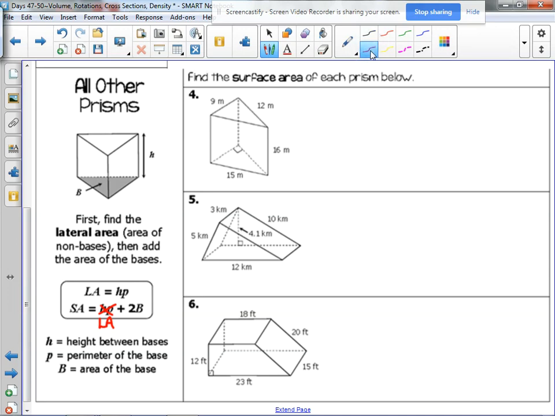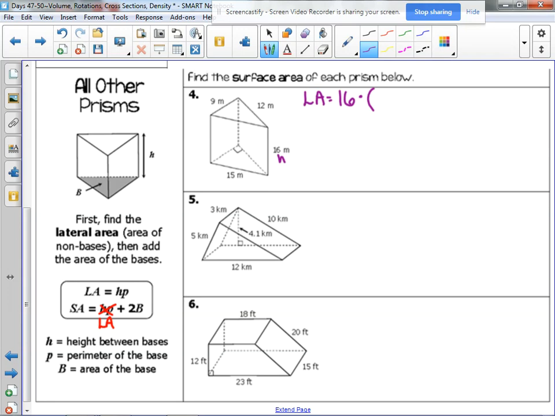So that's what we're going to do. We're going to find the lateral area. We're going to find the area of the base. And then we're going to plug it into our formula there. So lateral area is equal to the height of the prism. On number 4, which one of those 4 dimensions is the height of the prism? 16. 16 is the height of the prism. So 16 times the perimeter of the base.